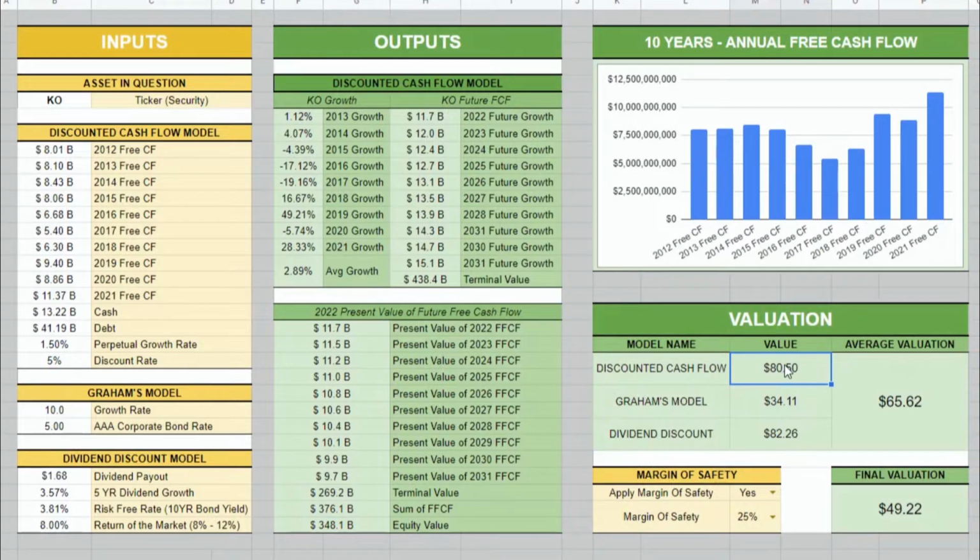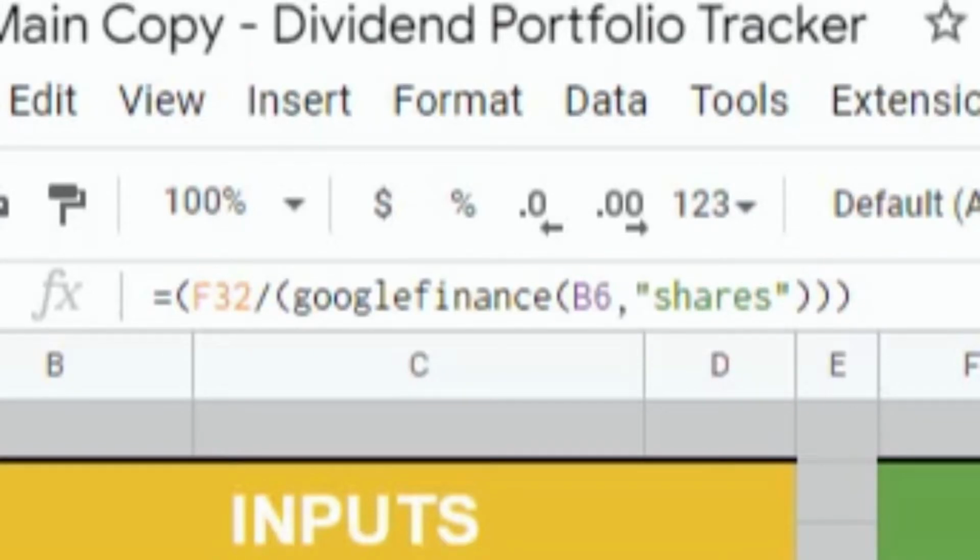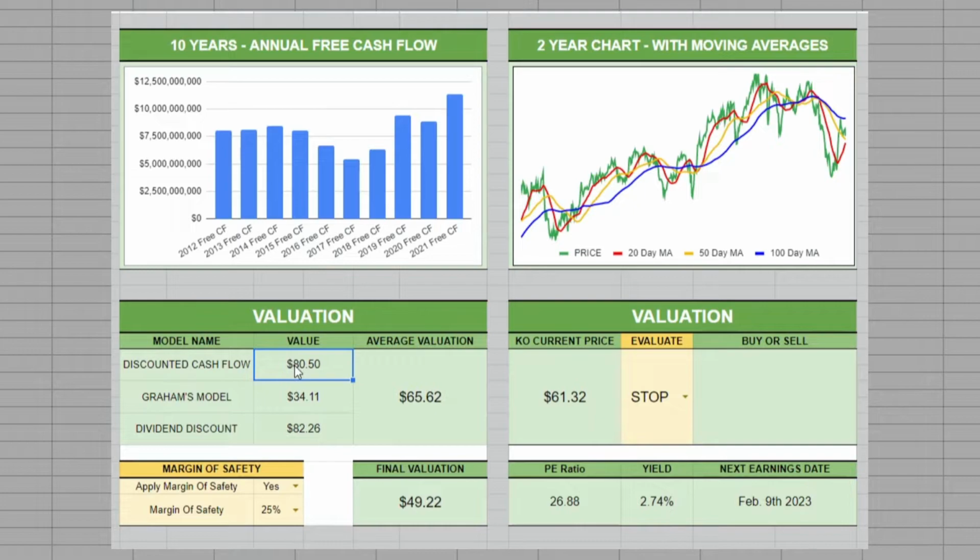And over here, this is the final calculation. We simply take the equity value of Coca-Cola and divide it by the outstanding shares, and that's already done for you in the formula. We come to a valuation of about $80 per share, with the current price of it being about $61.